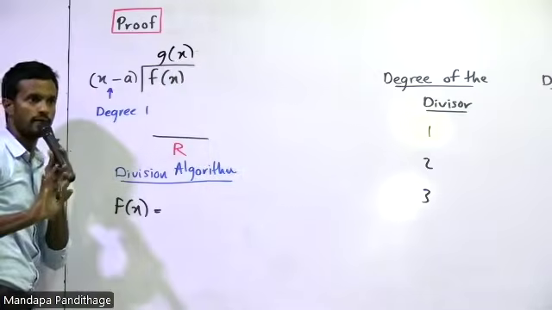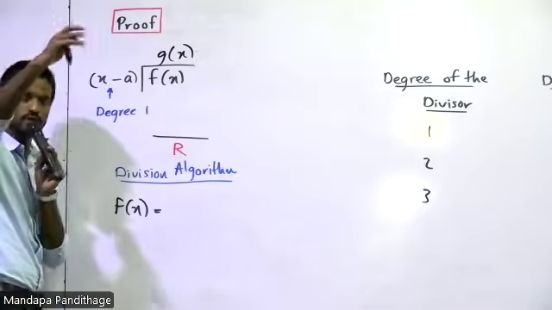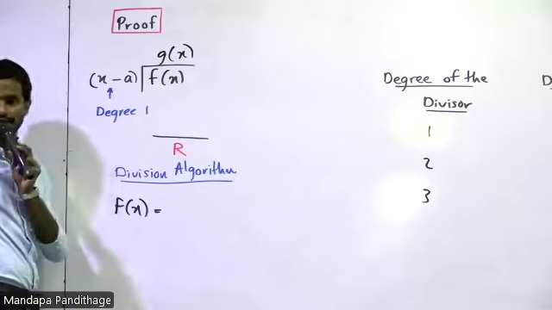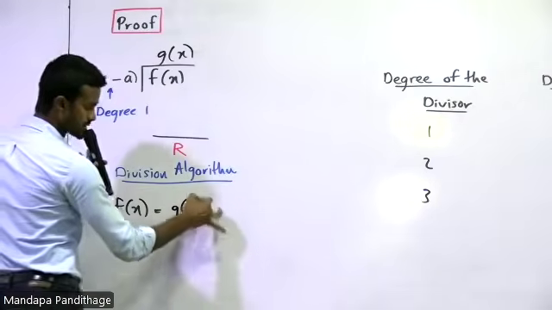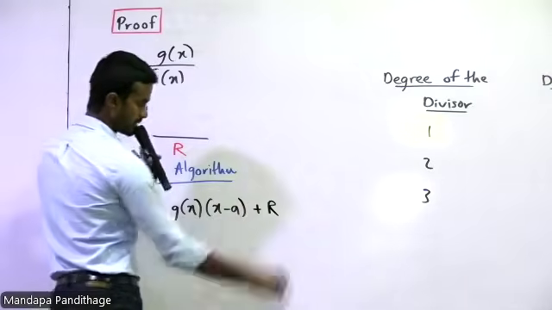So it's a normal one. Put any letter you like. Why did I put g? No, you can even put h(x). Someone can put p(x). No problem. You can use anything. Okay, so here now you can write the division algorithm: g(x) times (x minus a) plus the remainder r.